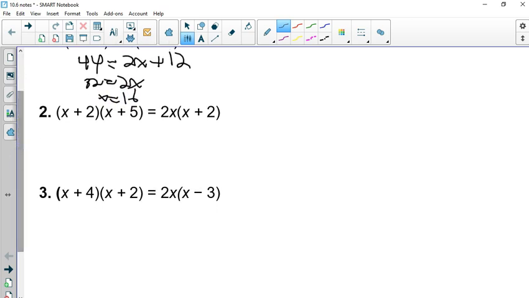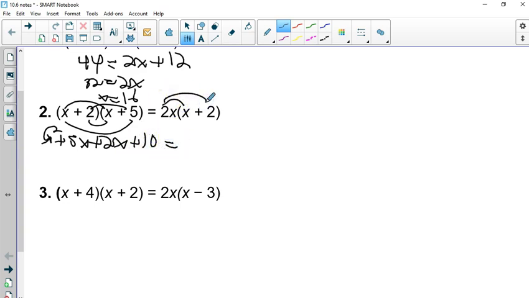Now number 2, remember this is FOILing or distributing or multiplying, however you want to call it. So FOIL means first times first, x times x, outer, outer, 5x, inner, inner, 2x, last, last, 10. So again, that's x squared plus 5x plus 2x plus 10 equals, remember to send this to both sides, 2x squared plus 4x.